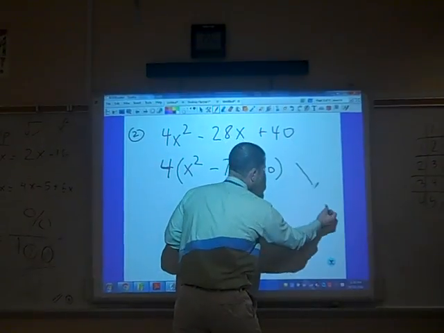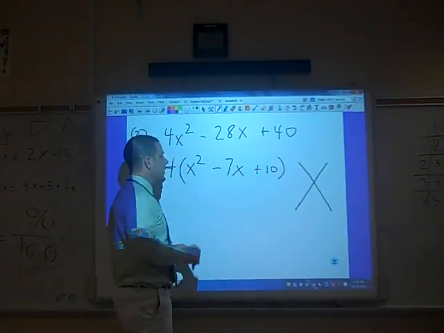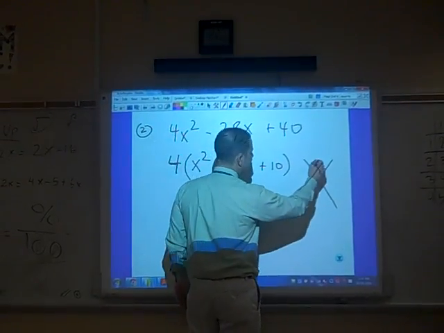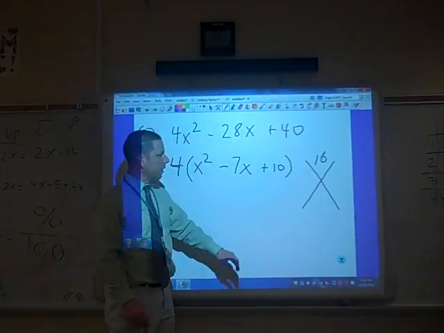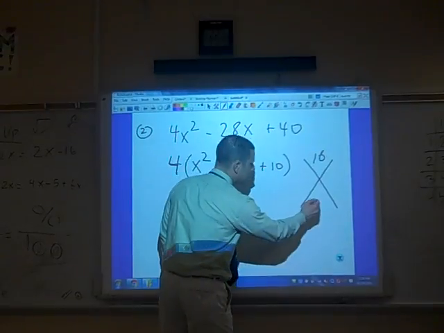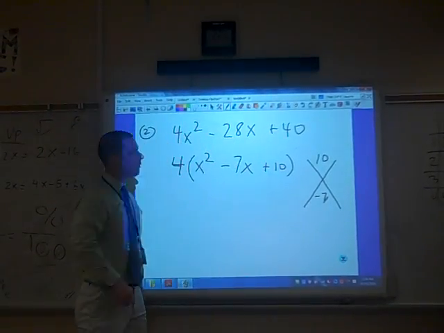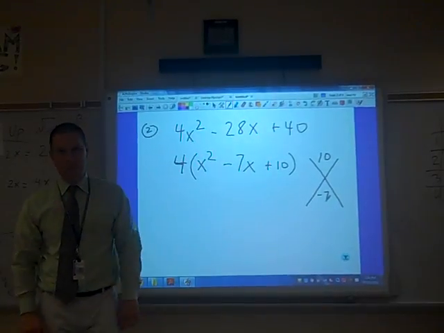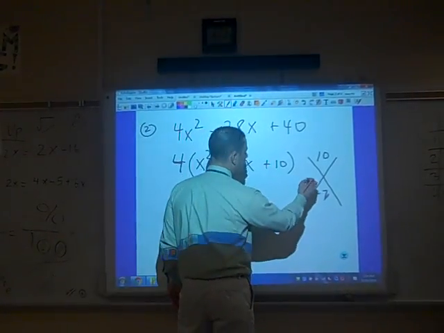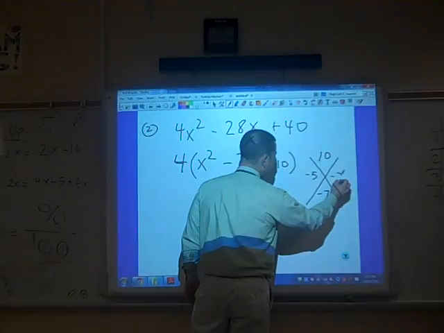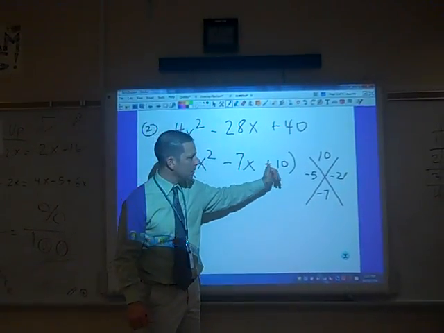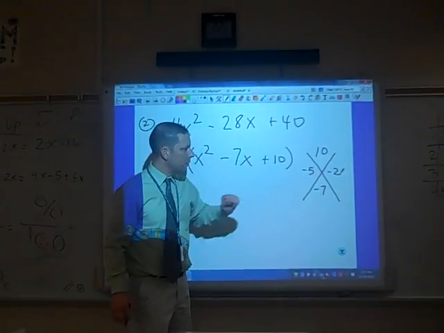So I set up my diamond, and in the top of the diamond we put our product of A and C, which would be 10, and in the bottom we put our B value, which is negative 7. So we need to find a factor pair of positive 10 that adds up to negative 7, and in this case that would be negative 5 and negative 2. Negative 5 times negative 2 does give us positive 10, negative 5 plus negative 2 gives us negative 7.